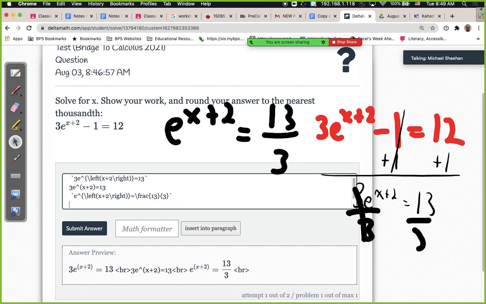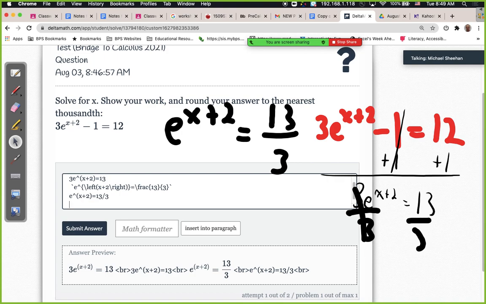You can do it either way. Use the math formatter. I swear when I did the preview, it didn't give me this problem. But anyways, so let's just do it like this. e to the x plus 2 equals 13 thirds. I think it looks better this way, honestly.